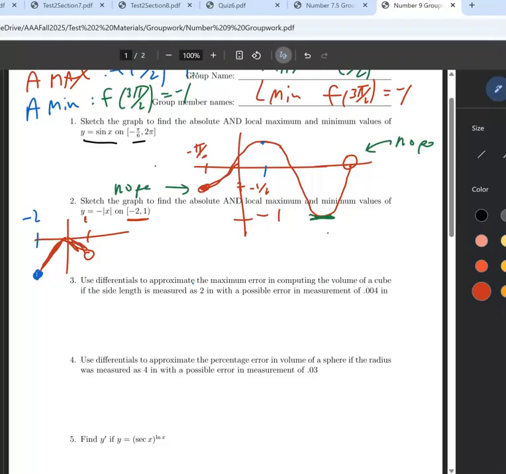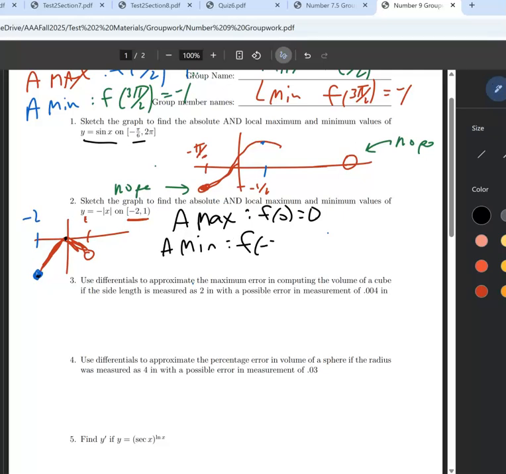All right, so let's look at absolute max. So absolute max is the very, very highest y value. So that occurs at 0, right? F of 0 is 0, right there. And absolute min, that would occur right there, which is f of negative 2, which you know is negative 2. Okay, so now let's look at local max. Local max is where there's a peak.